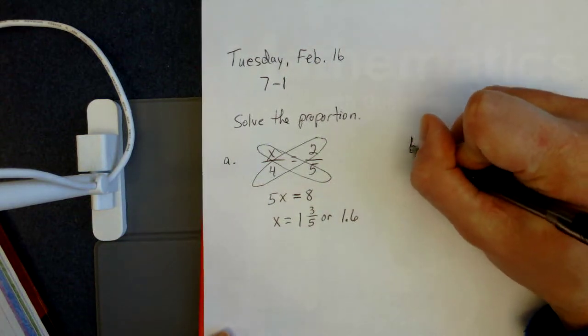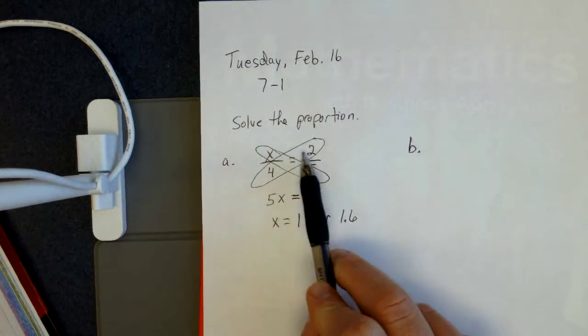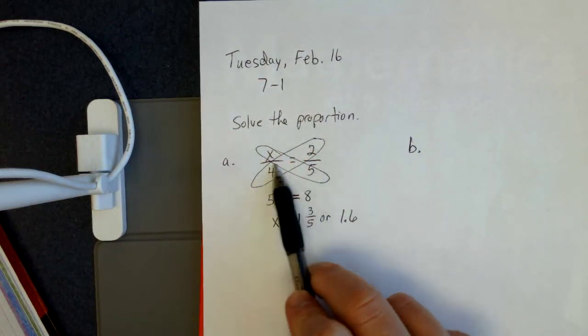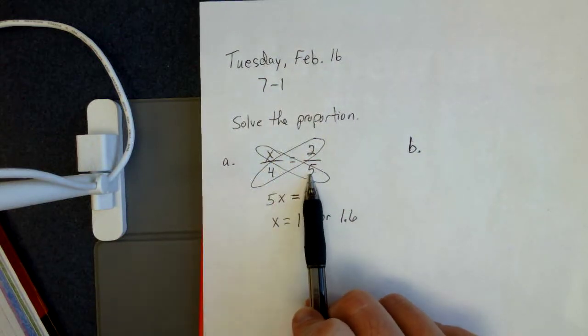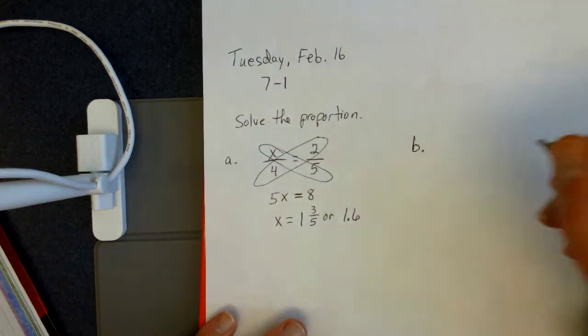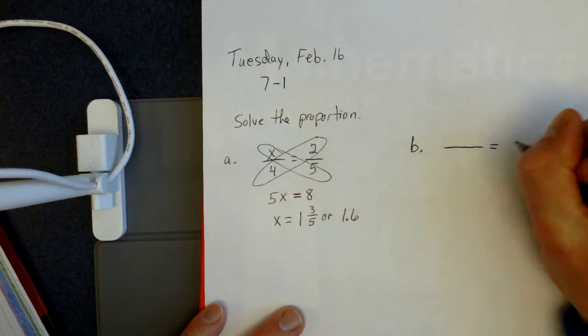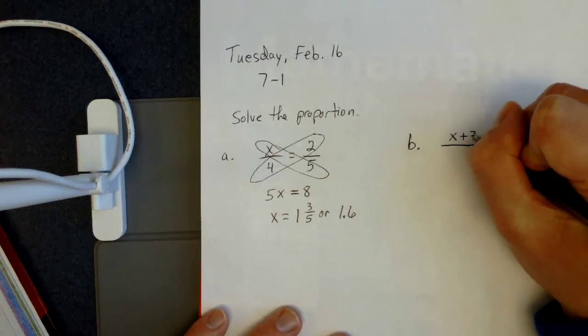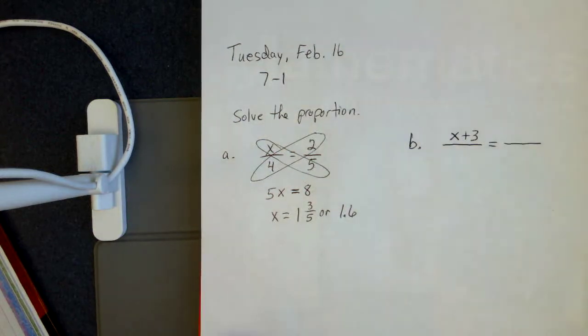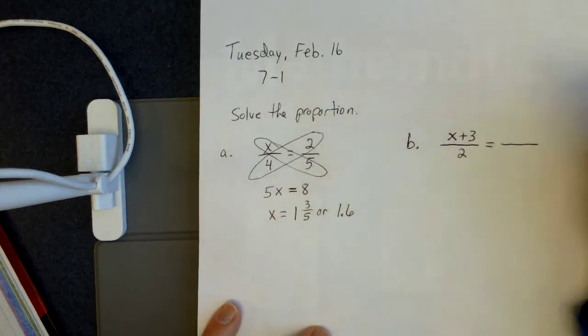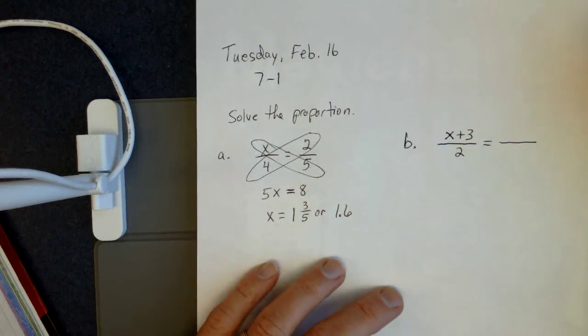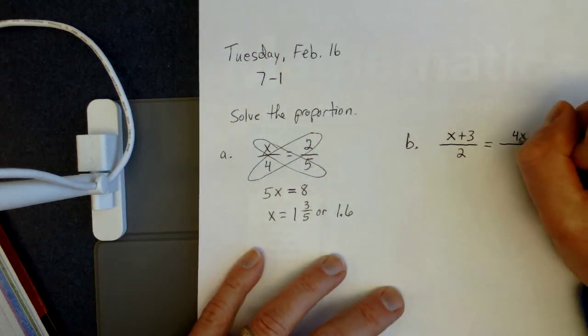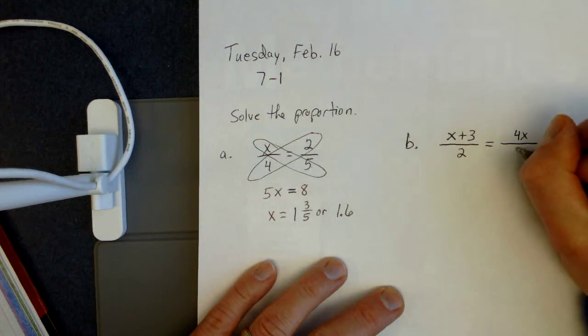This year, the only difference is instead of just having a singular number or variable in all of your parts, sometimes we're going to have a binomial. Here's what that looks like. Instead of just a number, I'm going to have x plus 3 in my numerator on the left. And let's put that over 2, and we'll have that equal 4x over 5.